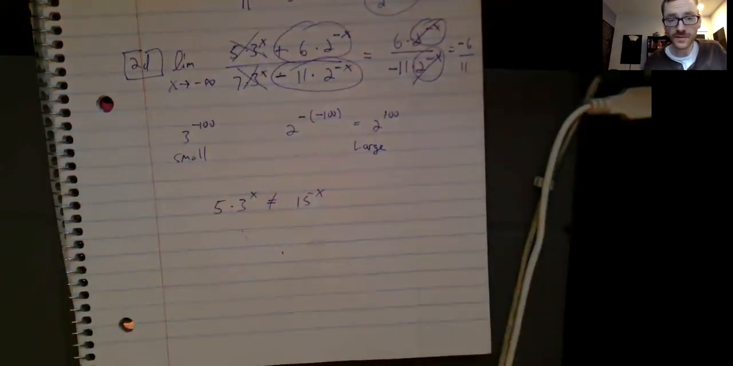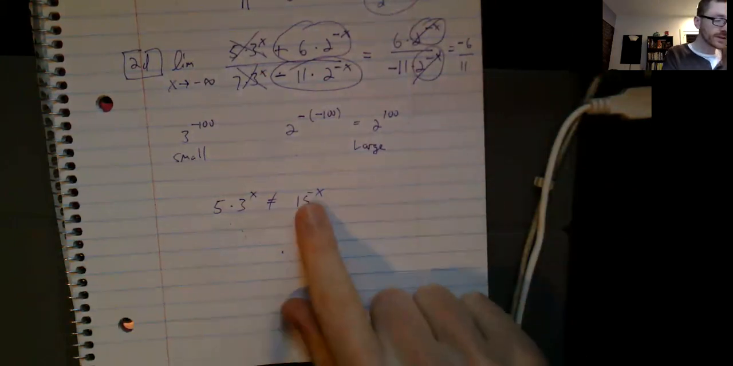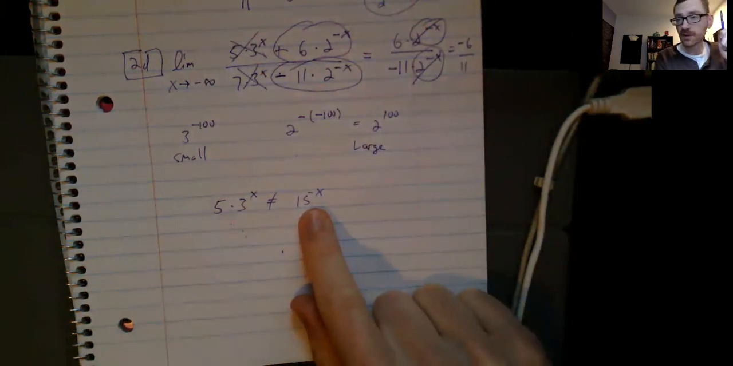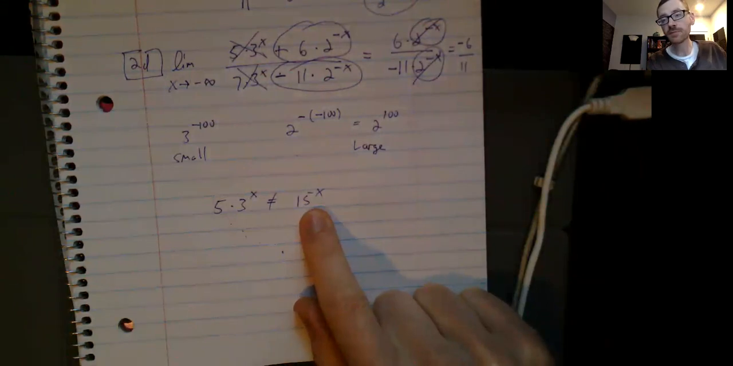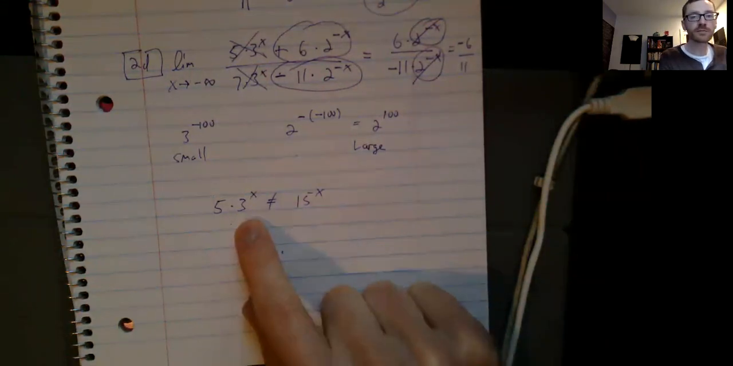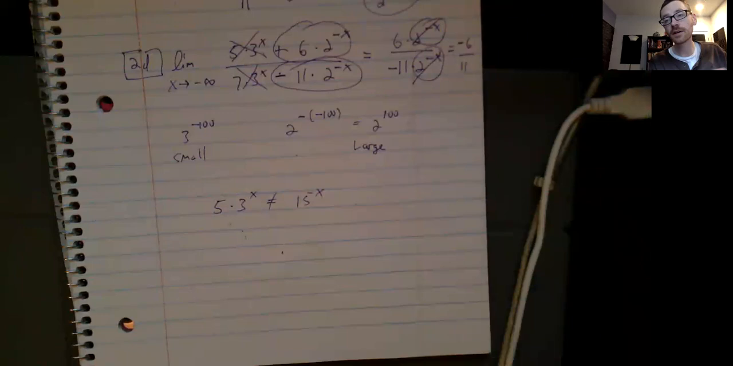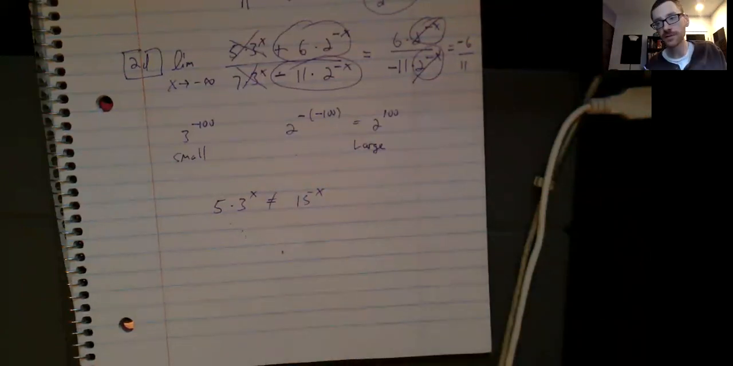PEMDAS, order of operations, says you apply the exponent first, and you multiply later, right? Exponents before multiplication. If you do this, then you're multiplying before the exponent, right? You're multiplying the 3 by the 5 and then raising to the x, which is the wrong order. Okay, so that's why this is not true. It's because it's violating order of operations.